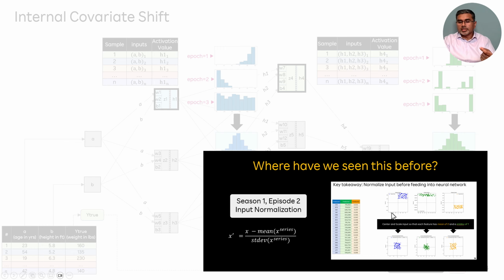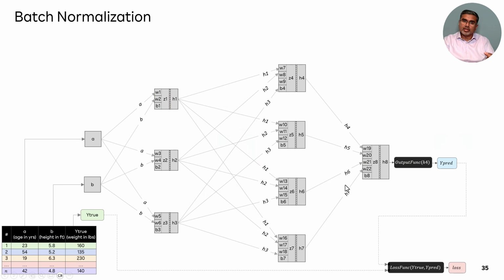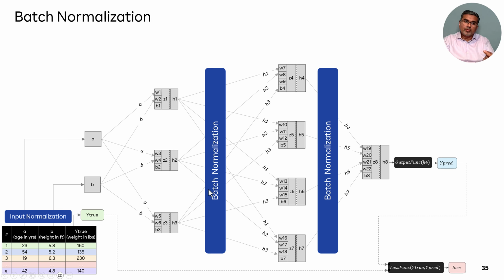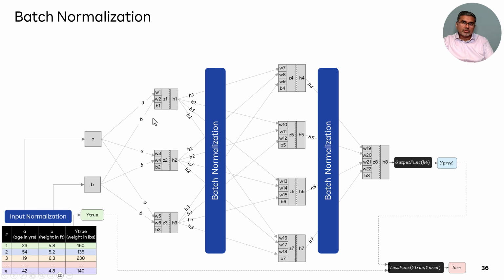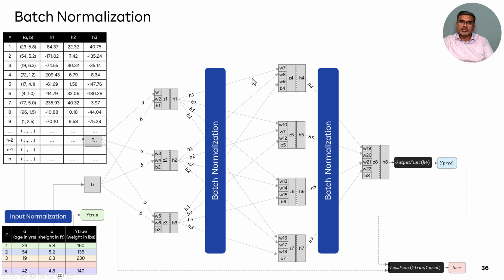But the same logic we can apply to the hidden layers too. So when you do input normalization, you're applying it to the input signals. Similarly, you can do what is called batch normalization for the values that are coming out of these covariates, which are your activation values, correct? So you get all these H1 values for this neuron, H2 values for this neuron, H3 values for this neuron, and so on. You send them through this batch normalization function, and what this does is it basically emits some normalized values here. How does it do that?